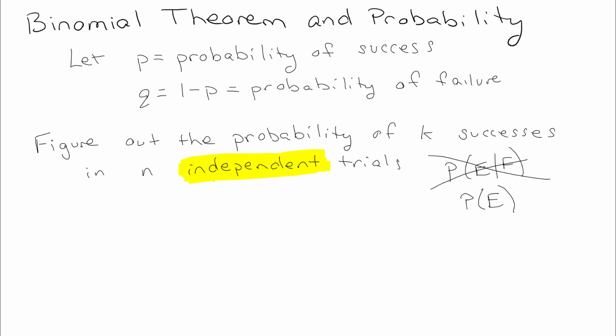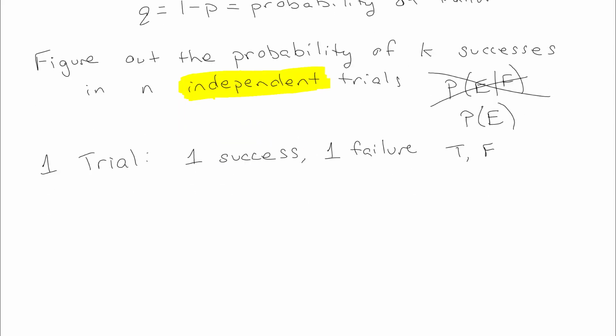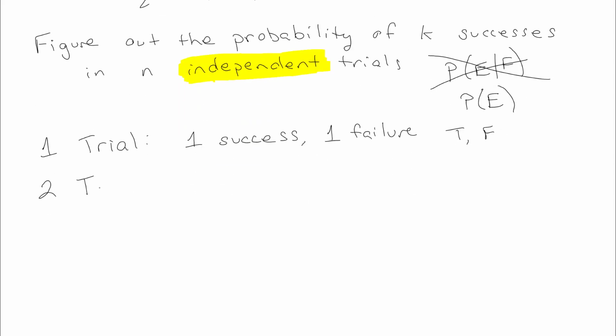Okay, so let's say that we have one trial of something like flipping a coin. So we can basically have one success or one failure. To make that easier, we can say we either have T or we can have F, so true or false. Now, for two trials, we can either have two successes, or we can have a success and a failure, or we can have two failures.